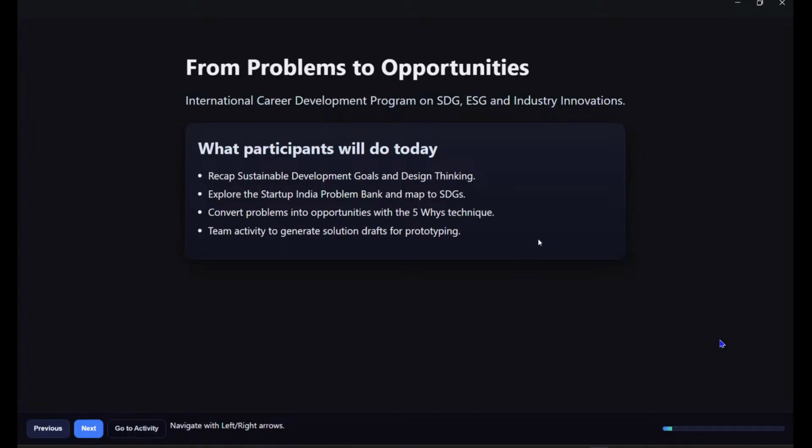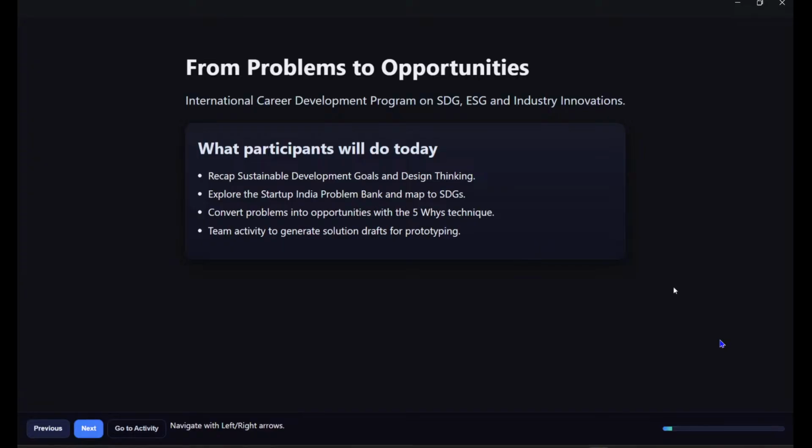So, what will we do today? Let's do a small overview of what we'll be doing today. We'll be discussing SDGs and design thinking, and after that we'll be focusing on exploring the problem bank, and after that we'll be converting the problems into opportunities with the five whys technique, and finally we'll do a small team activity and we'll close it off.